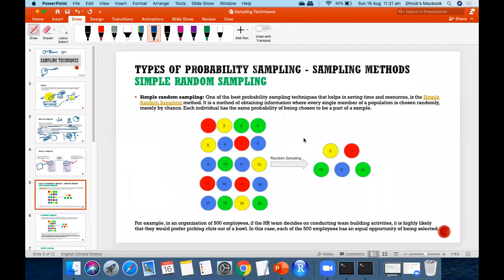The first sampling technique that we are going to study is a type of probabilistic sampling, or probability sampling, and that is simple random sampling, which is also sometimes called random sampling. And that is the most common way of sampling. In this method, each member has equal chances of getting selected. All the members have equal chances.